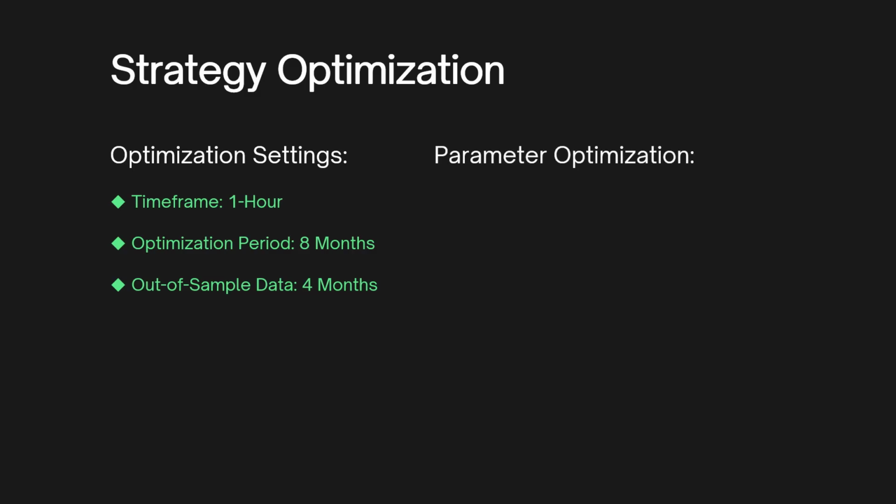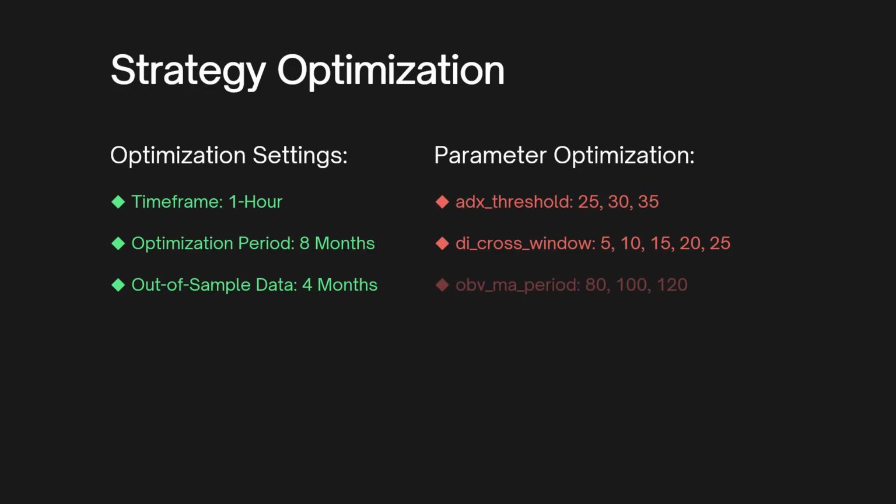We'll focus on optimizing the following important parameters: ADX threshold, to filter out weak trends; DI cross window, determines how long the crossover signal stays valid; OBV MA period, smooths the OBV signal for clearer trend confirmation; ATR multiplier and risk ratio. These are used to set effective stop loss and take profit levels. We'll use Freqtrade's HyperOpt tool to find the best combination of these settings, aiming to maximize profit while minimizing drawdown. Once optimized, we'll run a backtest to see how the strategy performs with real market data.